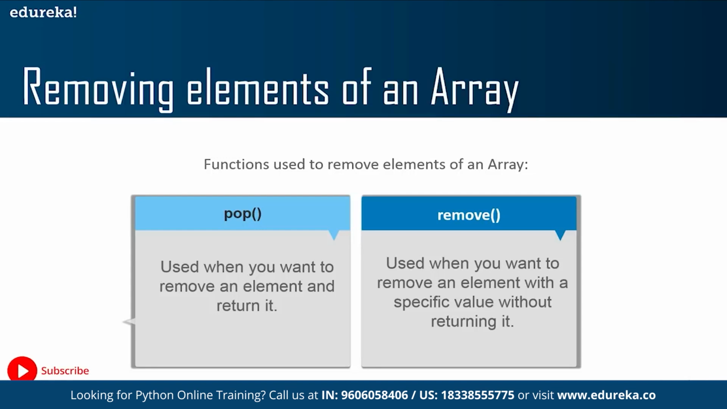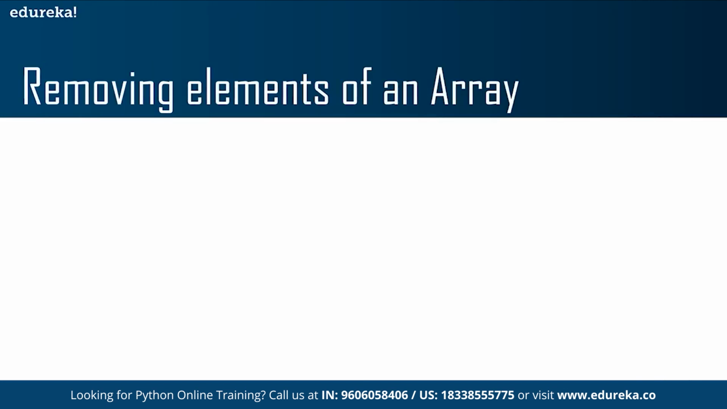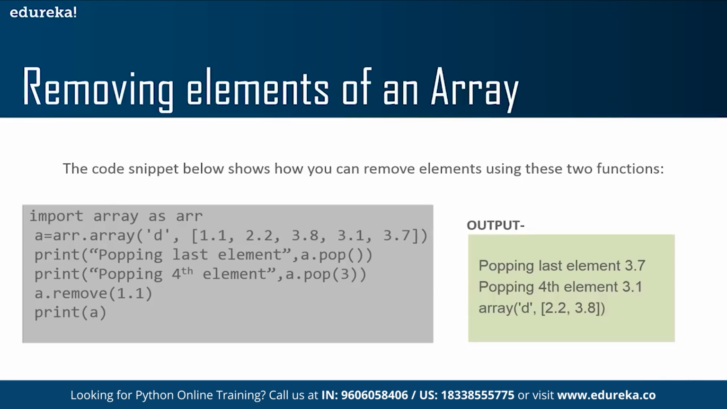If you do not specify any parameter, it will remove the last element from the array. The remove function takes one parameter, which is the element to be removed itself. Now let's have a look at a small example of this. As you can see on the screen, I've created some random array A, and then I've used the pop function without specifying any parameter.